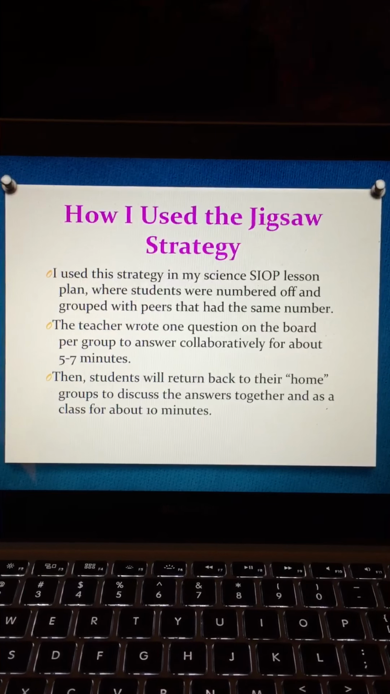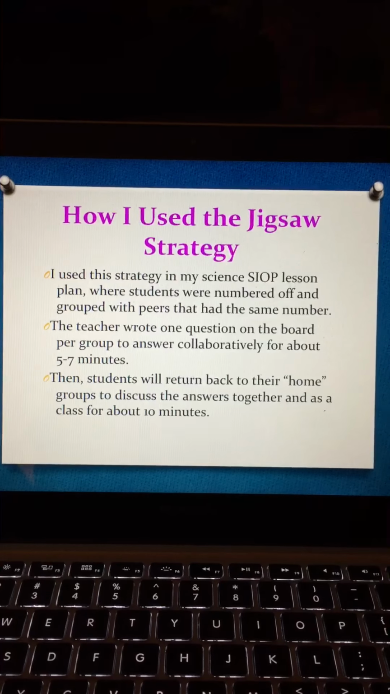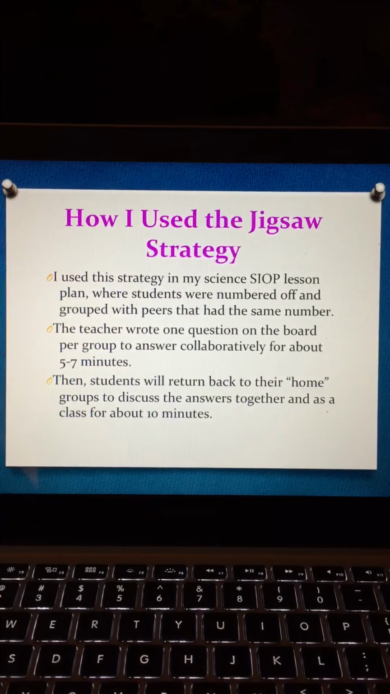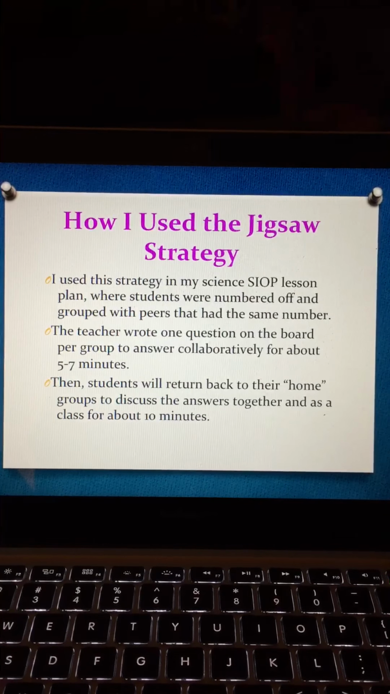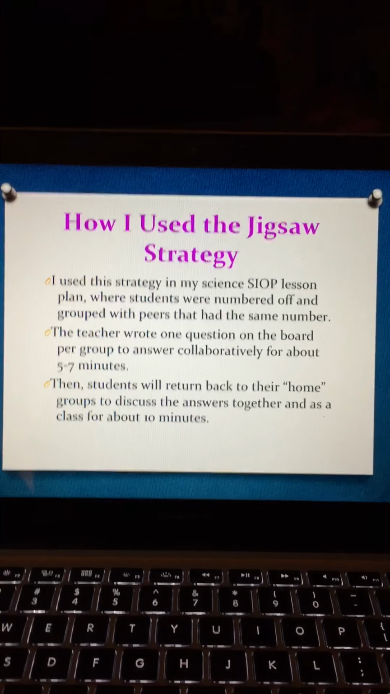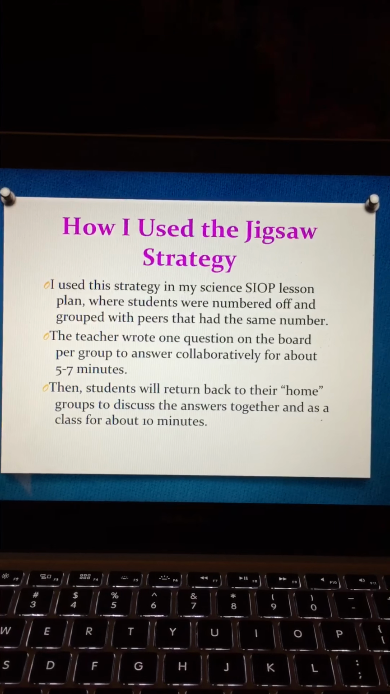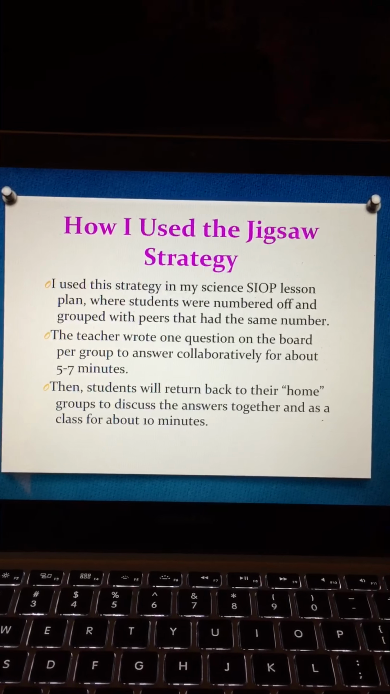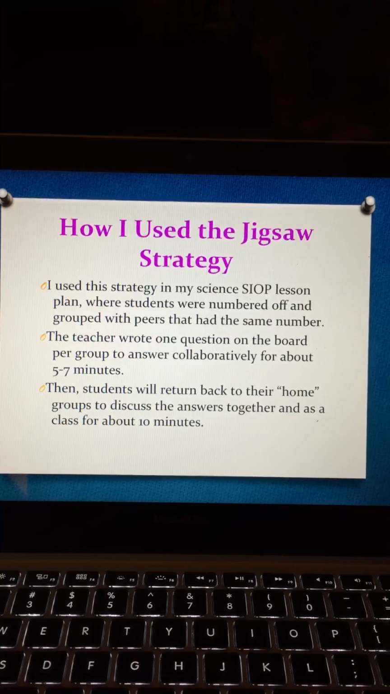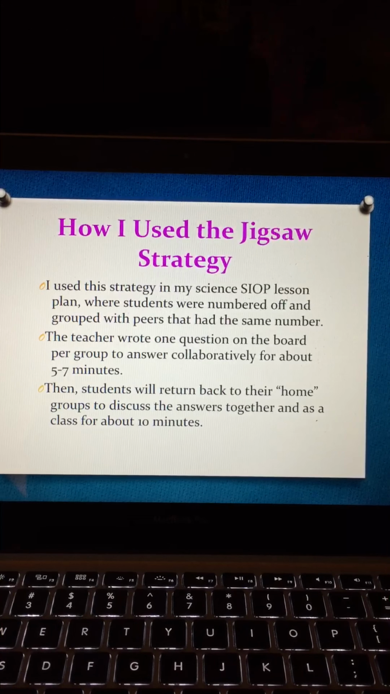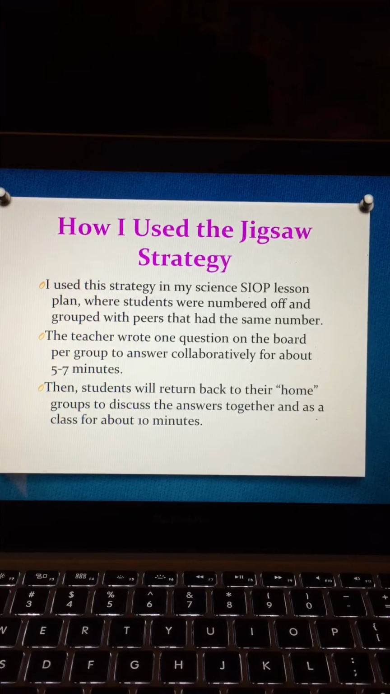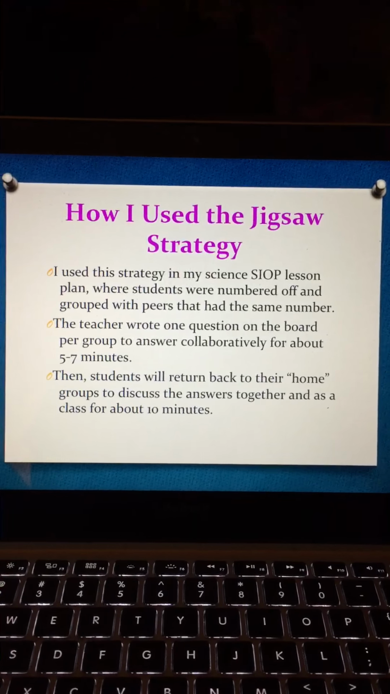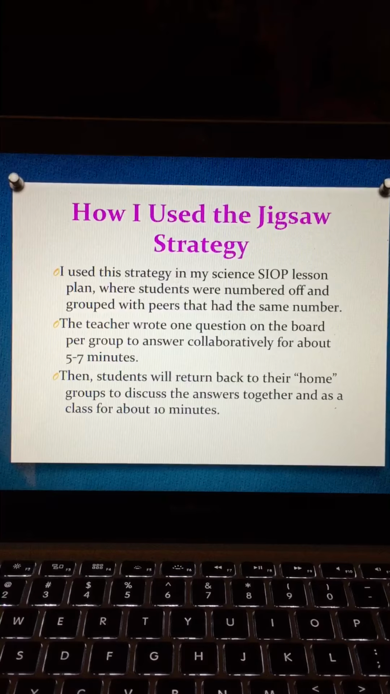How I use the jigsaw strategy: I used this recently in my science SIOP lesson plan, where I had students numbered off between 1 and 4 and grouped with their peers who had the same number. I then wrote a question on a board per group to answer collaboratively for about 5 to 7 minutes. Then I asked students to return back to their home groups to discuss the answers together and as a class for about 10 minutes.